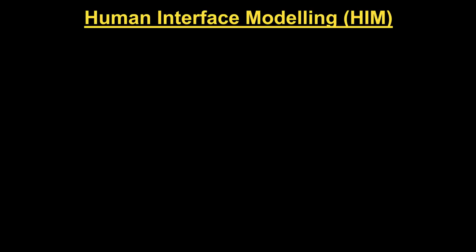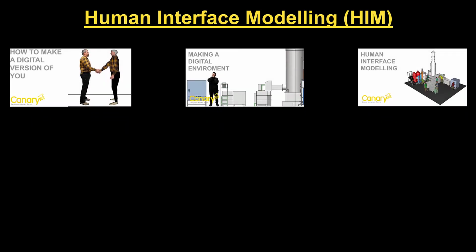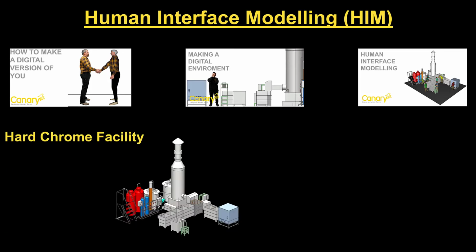Just before we get into today's video, I want to quickly talk to you about the Human Interface Modeling process, also known as HIM. This is the 3-part series which we've been putting together. The first 2 videos looked at building the digital mannequin and the digital environment, and the third video, which is this one, will look into combining the first 2 videos in order to simulate real life tasks in a digital environment.